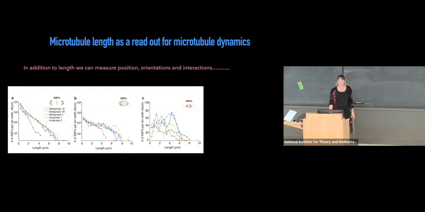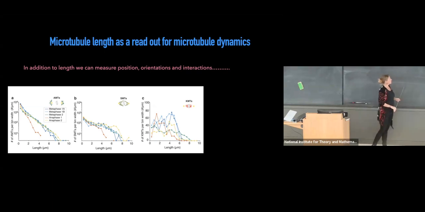But what other properties can you measure? The next thing you could do is look at the length. I'm only going to talk about length today, but of course, we can also look at the position of ends. We can look at orientation with respect to the spindle axis. And we can also look at interactions, so how close the microtubules come. Do they interact like this? Are they more parallel? But I'm not going to talk about this.